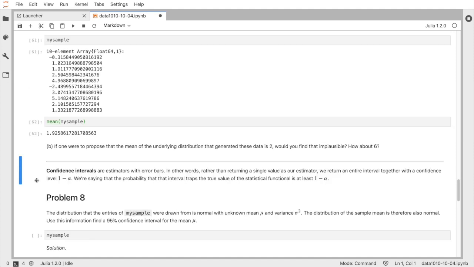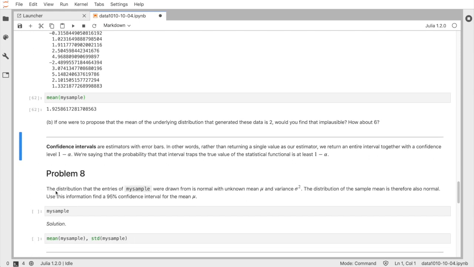So one solution to this problem is to introduce a concept called confidence intervals. And the idea is it's just an estimator together with some error bars. So in other words, rather than returning a single value, we return a full interval. In other words, we return 2 random variables, one for the lower bound of our interval and one for the upper bound. And we also associate that interval with a confidence level, which we call 1 minus alpha. So we're saying the probability that that random interval traps the actual value of the statistical functional we're trying to estimate is at least 1 minus alpha.